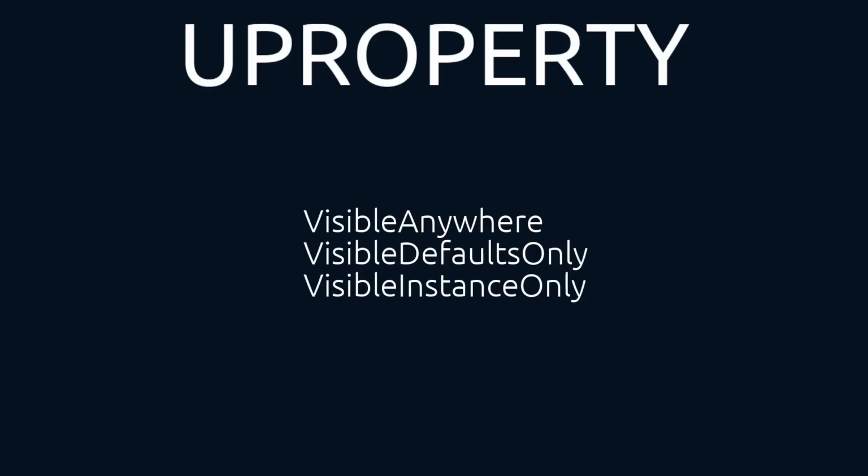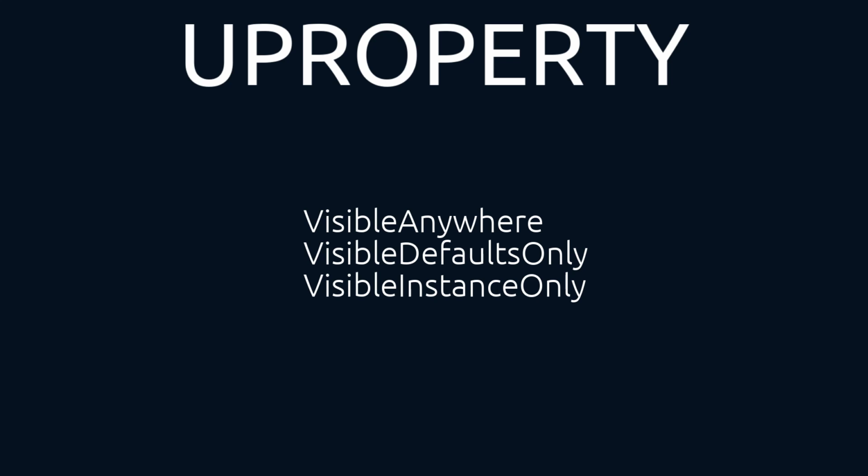In this episode, we will look into the UPROPERTY macro and cover the VisibleAnywhere, VisibleDefaultsOnly and VisibleInstanceOnly specifiers. The main difference between the edit specifiers and the visible specifiers is that if you use a visible specifier, that property will only be visible inside the editor. You're not going to be able to modify it anymore. So you could use that, for example, to show some default values to the blueprint programmer.